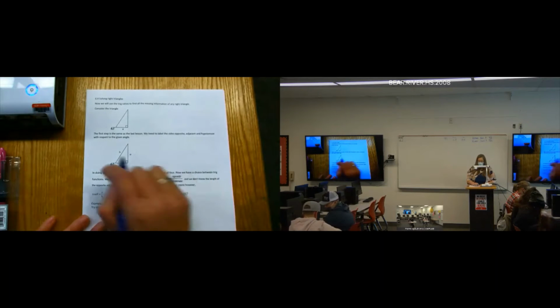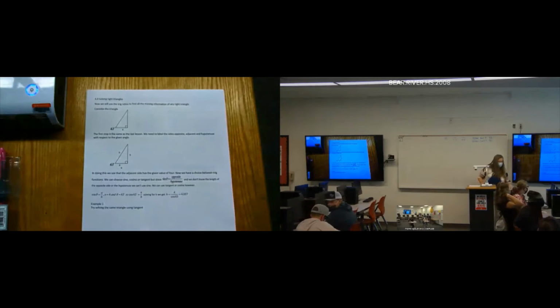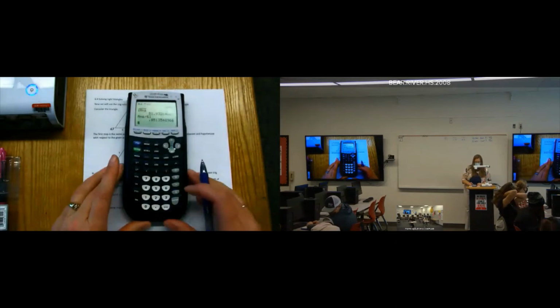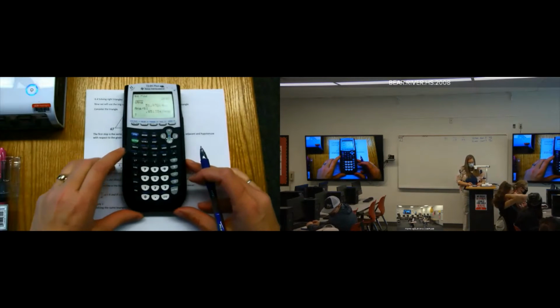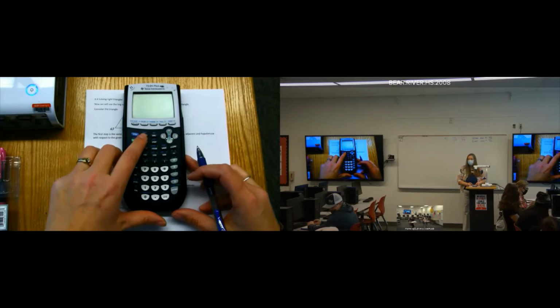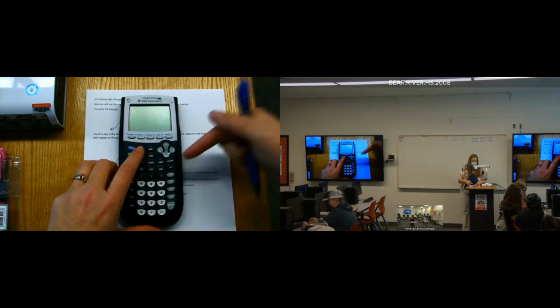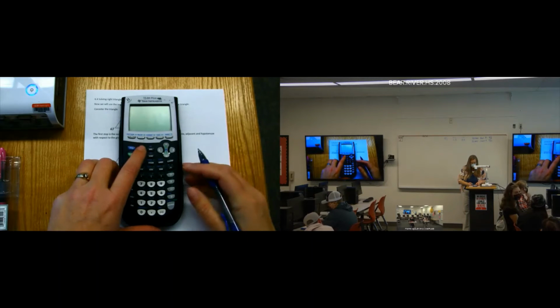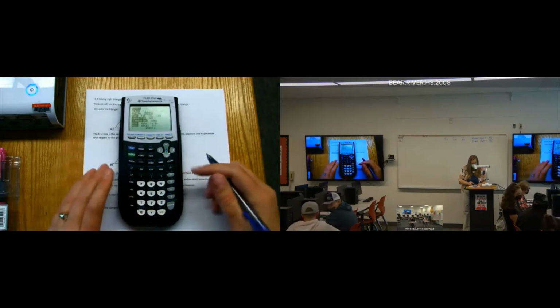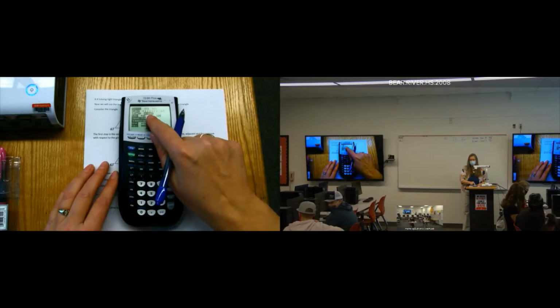Okay, so here we go. We are going to use this information to find information on a triangle. The very first thing I want you to do is take your calculator and change your mode. If you have a calculator like mine, or you're using your cell phone, I want you to change your mode. So turn it on, change your mode to degree right here.